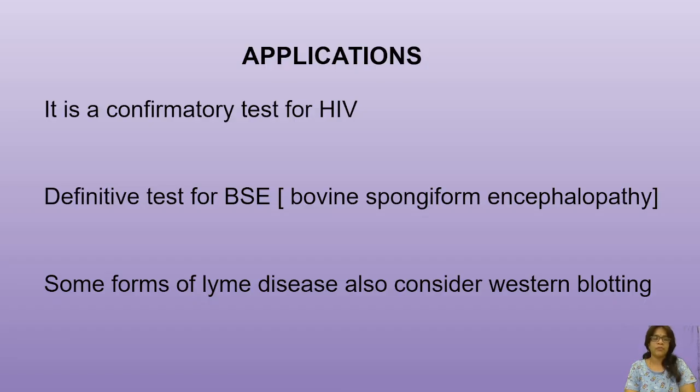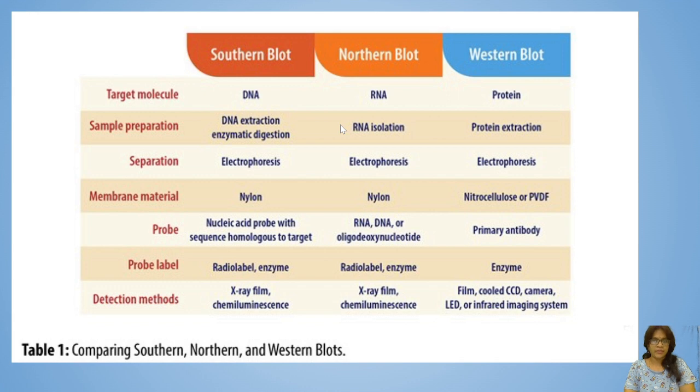This is a commonly asked question. Western blotting is a confirmatory test for HIV. It is a definitive test for bovine spongiform encephalopathy, and some Lyme disease can also be detected by Western blotting. And this is a common question: it is a confirmatory test for human immunodeficiency virus. So these are the differences. This is how you make it as brief as possible.